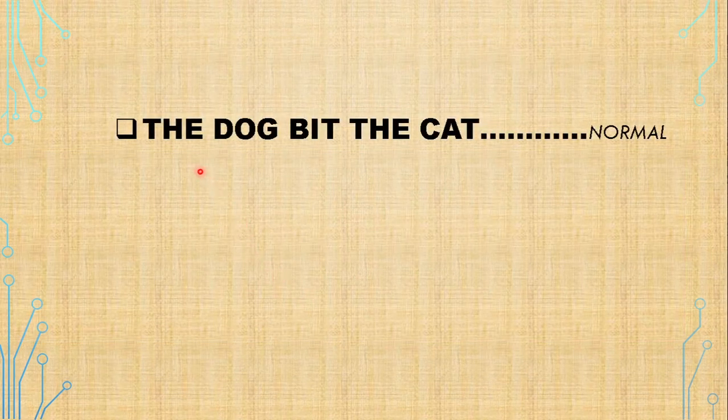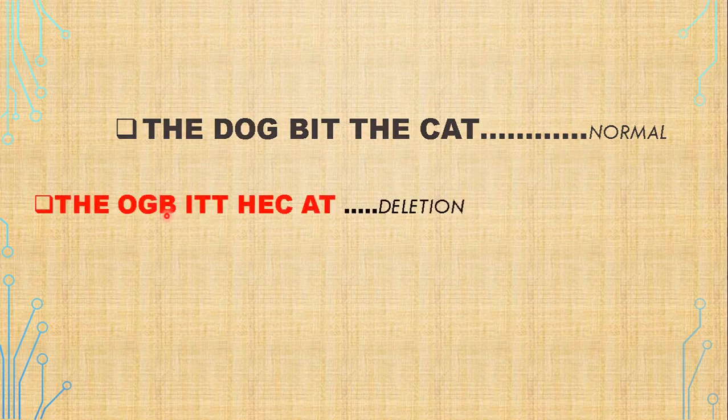Now here the same sequence I've taken: the dog bit the cat. This is the normal one. Now what can happen here? Say the first word remains the same, but the letter D has been deleted, got removed. If we say this to be a base sequence, made up of nitrogenous bases, say one pair of bases gets deleted, gets removed totally.